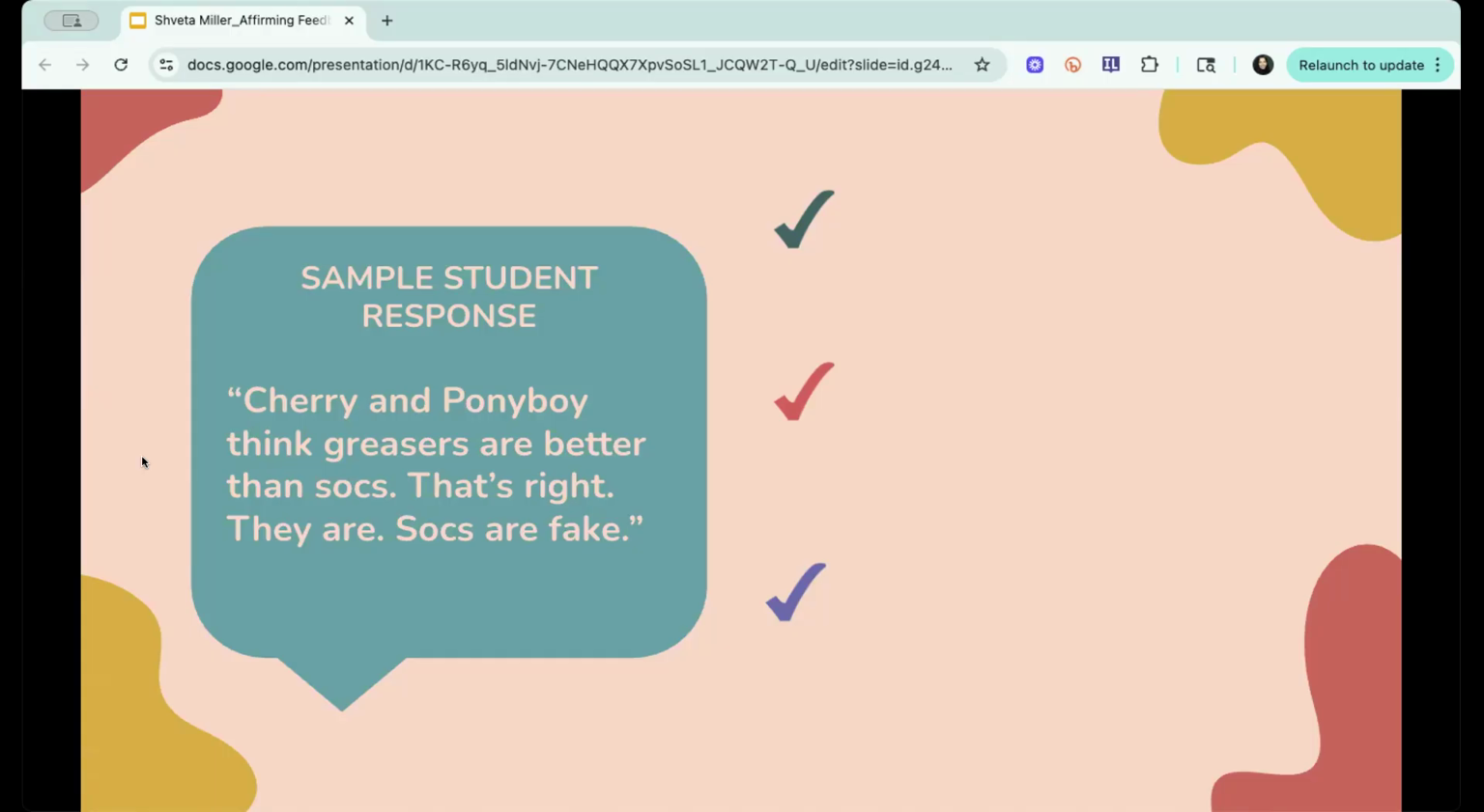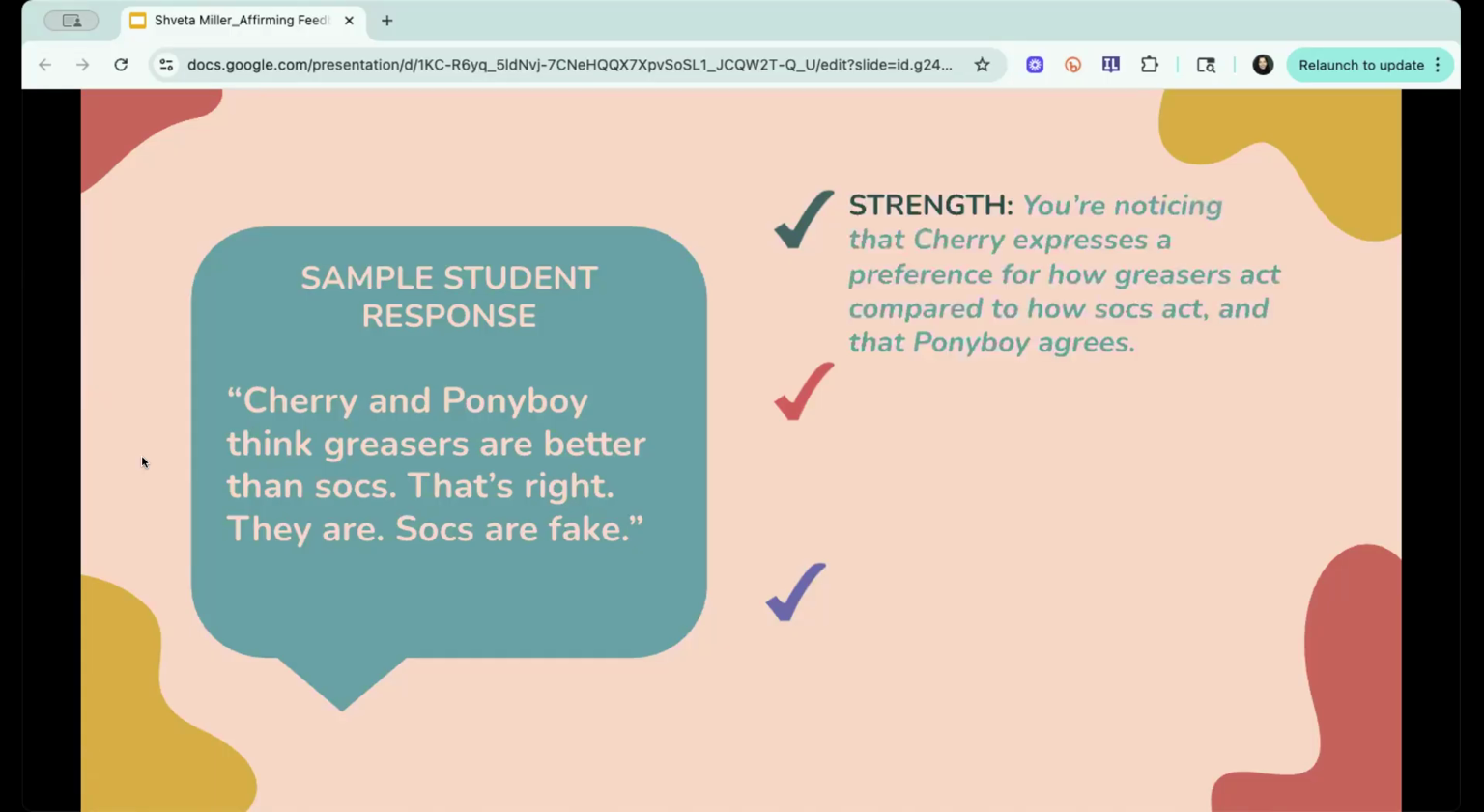So let's practice that, or let me show you an example of what the affirming feedback structure might look like. So step one, we name the strength. You're noticing that Cherry expresses a preference for how greasers act compared to how socks act, and that Ponyboy agrees. This isn't the only way you might do the strength, but you're pulling out a strength they did related to the success criteria. Like they did get something right from what we're listening for and looking for in the response. And you're being really specific about what they got.